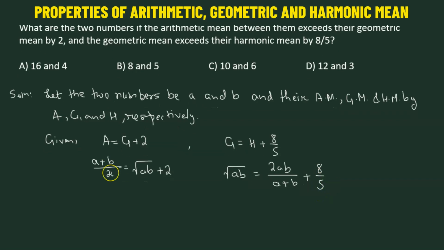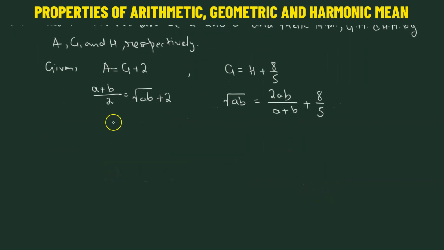Okay, so let's try to simplify the first equation. A plus B over 2 equals square root of AB plus 2. Here we have A plus B over 2 minus square root of AB equals 2. We're going to multiply both sides by 2, and that's going to give us A plus B minus 2 times square root of AB equals 4.